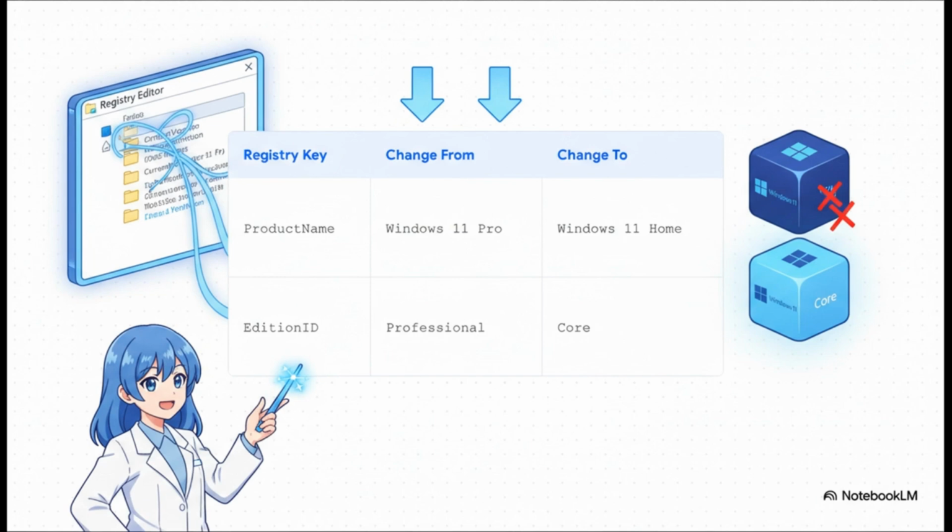Got it? In there, you're looking for two values to change. First, find ProductName and change it from whatever Pro version you have to Windows 11 Home. Second, find EditionID and change that from Professional to Core. Now, Core is just Microsoft's internal geeky name for the Home edition. This little switcheroo is what tricks the installer into thinking you're already running Home.